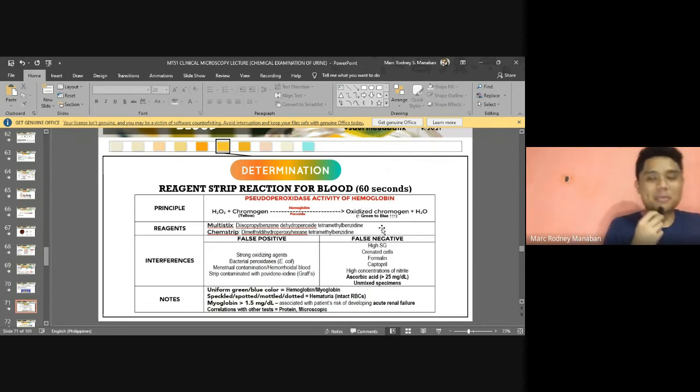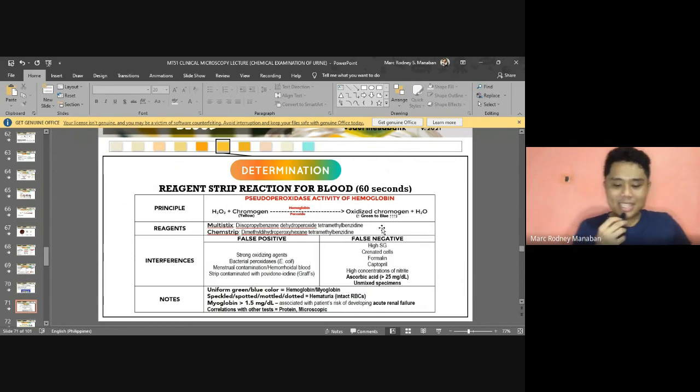That's what you need to remember, dears. Tetramethylbenzidine. Kaya medyo mataas ang mga pangalan, but take note, basta tetramethylbenzidine sa blood yan.